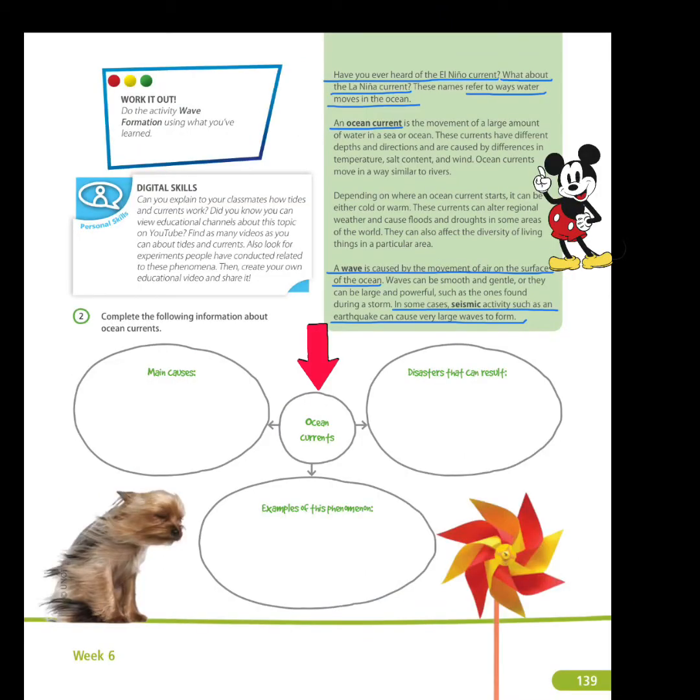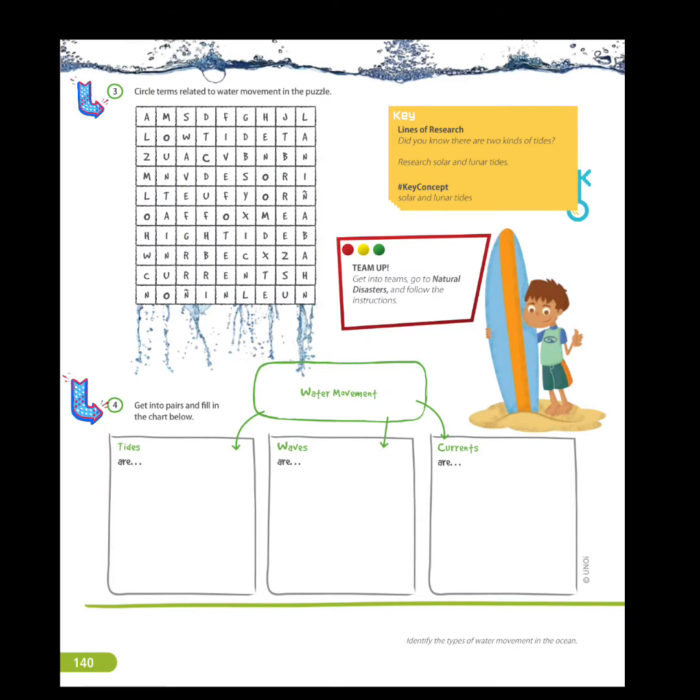Have you heard of the El Niño and La Niña currents? If your answer is no, we are going to open the book on page 139 and together we'll read about this information. After that, we are going to complete the diagram. After reading information about tides and all these things, it's time to do exercises. Open your book on page 140 and do exercise number 3 and 4.